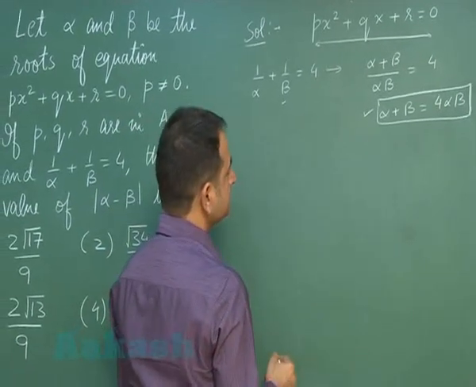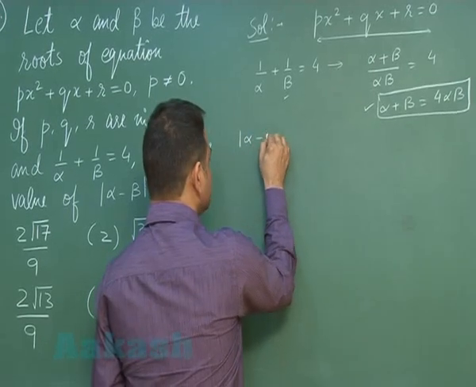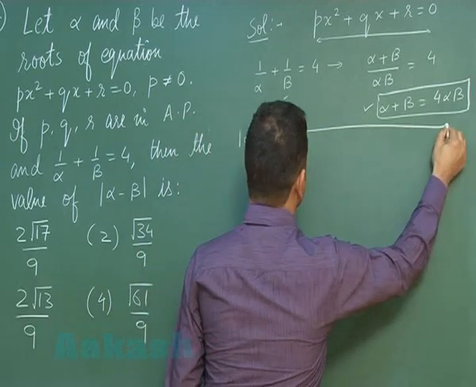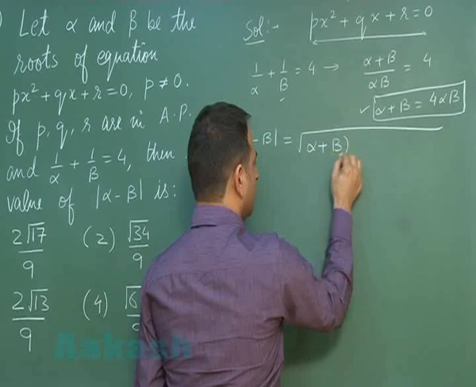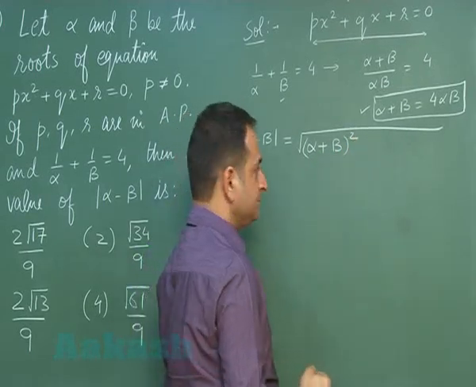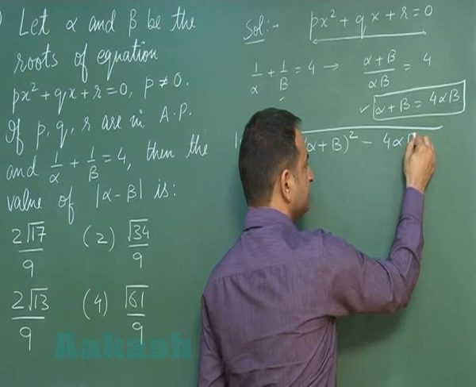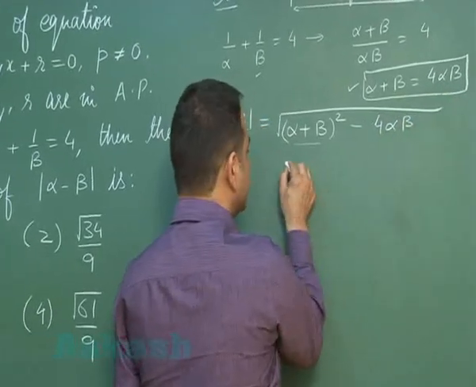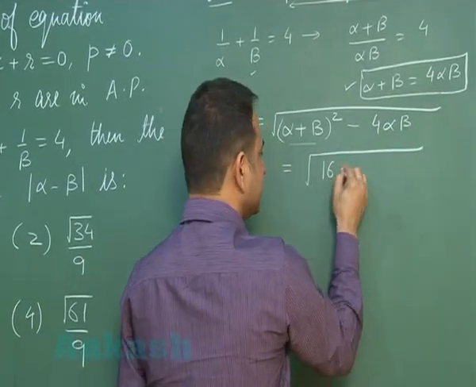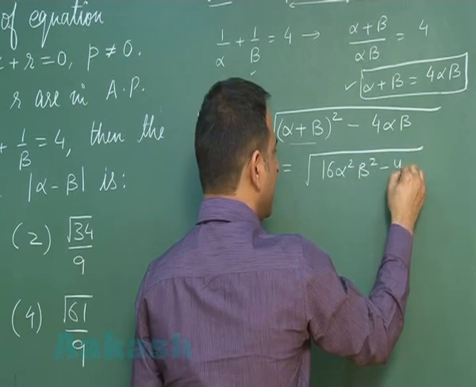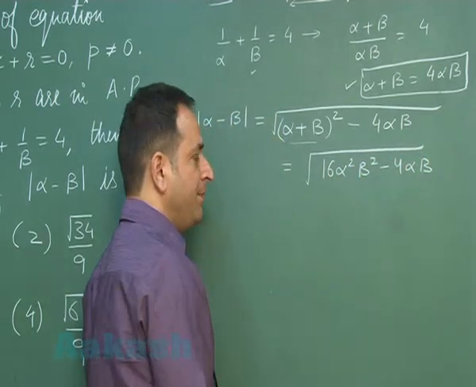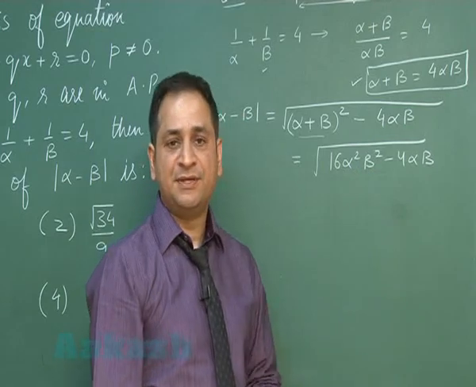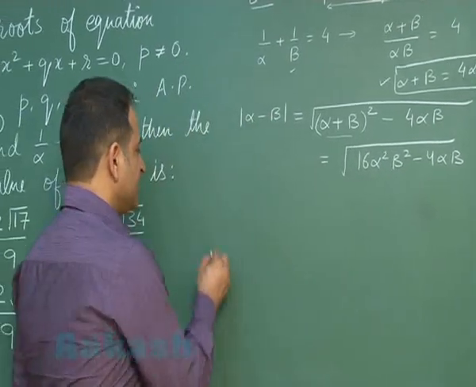Now again, what we have to find out is difference of roots, and we know this is equal to square root of whole square of alpha plus beta minus 4 alpha beta. Now by using this relation, that is alpha plus beta is equal to 4 alpha beta, we can have 16 alpha square beta square minus 4 alpha beta. Now the important point here is we have to only find out the product of roots, that is alpha and beta.